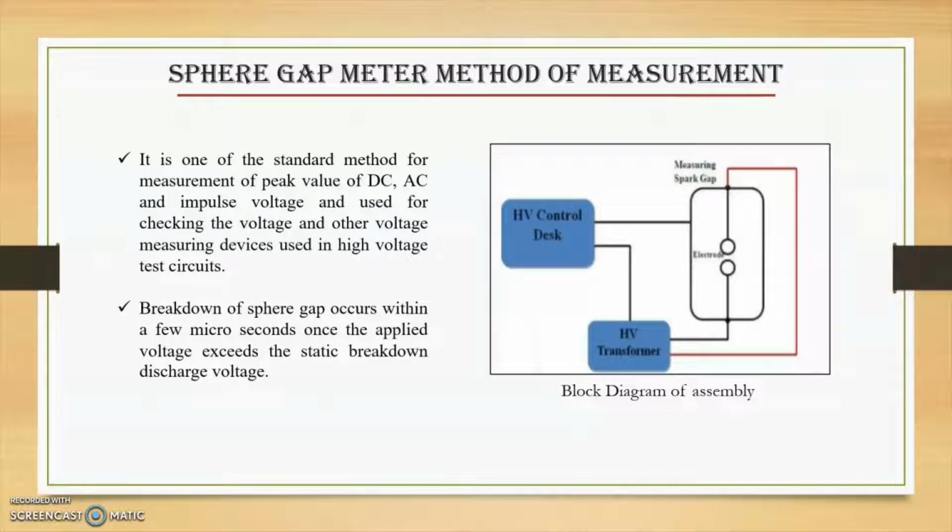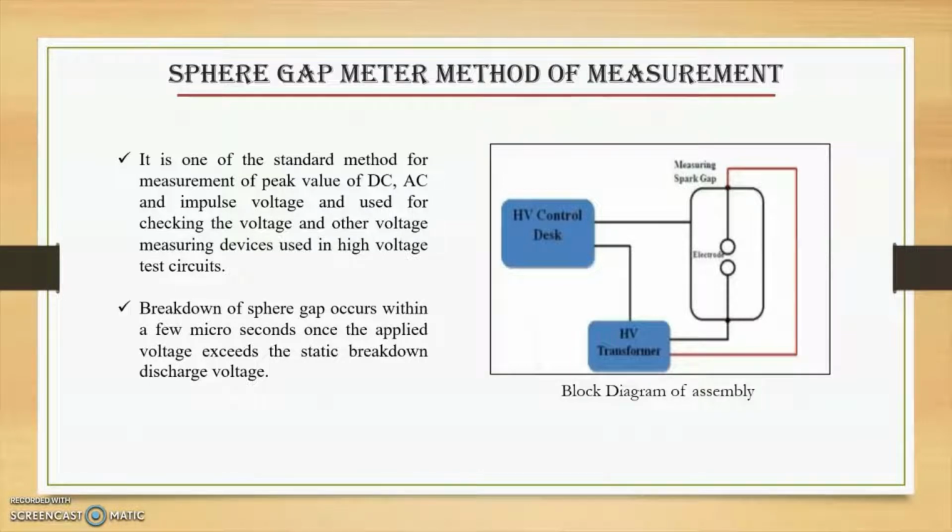Now, we will be looking at the block diagram of the assembly of the sphere gap method of measurement. As we can see, there are two spheres which are separated by a gap, and high voltage is applied across it with the help of a high voltage transformer, and the voltage is controlled with the help of a high voltage control desk. Now, it is one of the standard methods for measurement of peak value of DC, AC, and impulse voltage. But in this topic, we'll be going through the AC voltage measurement method.